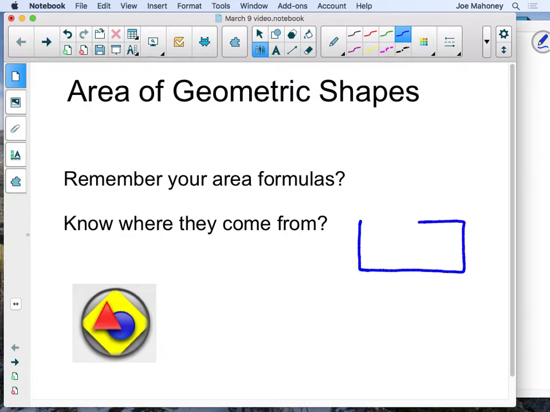And probably when you started doing area of a rectangle, you did it on a grid, so you could count the boxes. So you counted how many went across the bottom, call that the base. How many went up, call that the height. Because it's a right angle, we know that the area of a rectangle is base times height.